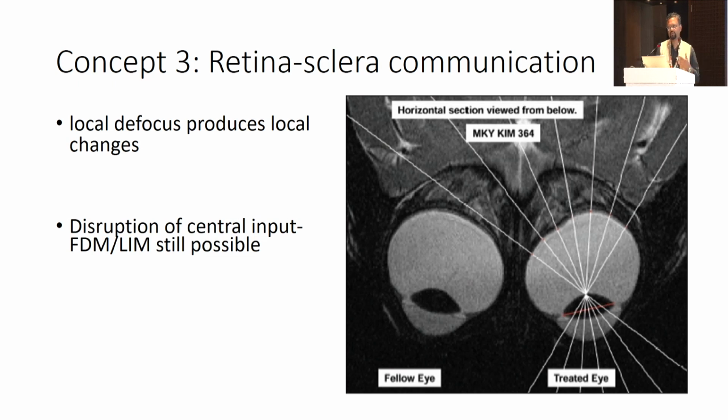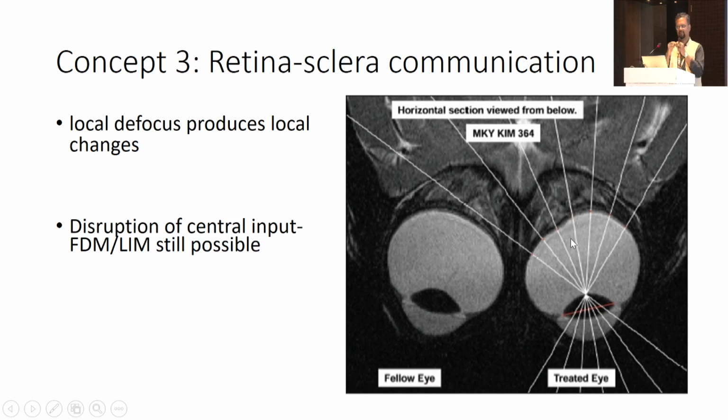This was again proven by stimulating only a part or a section of the retina. So if you put a hyperopic lens just to stimulate a small portion of the retina, then only that part of the sclera bulges out. So as you can see in this MRI image, where only a part of the retina is stimulated with a hyperopic lens, only that part of the sclera is bulging.